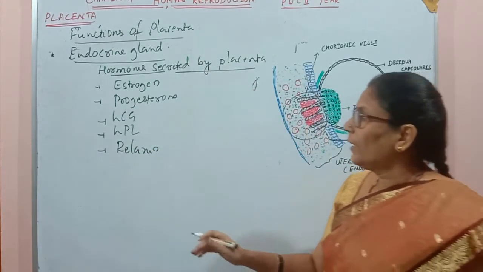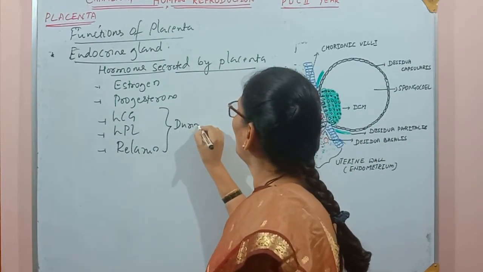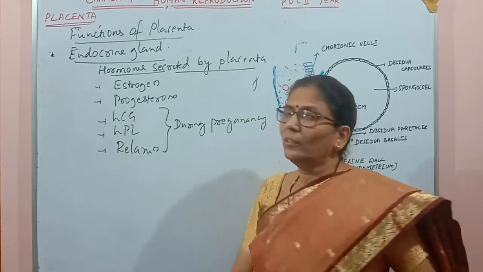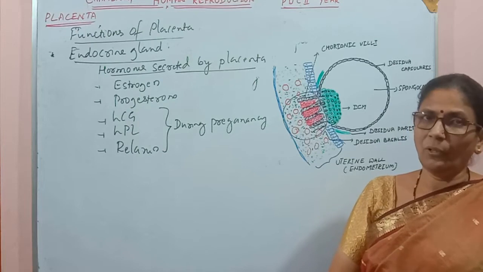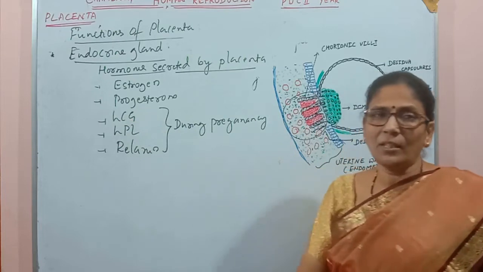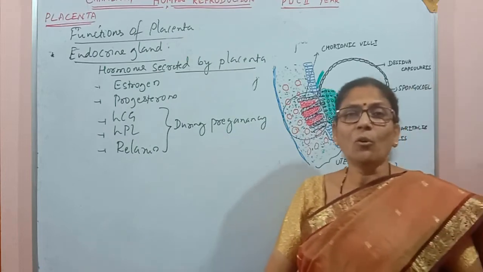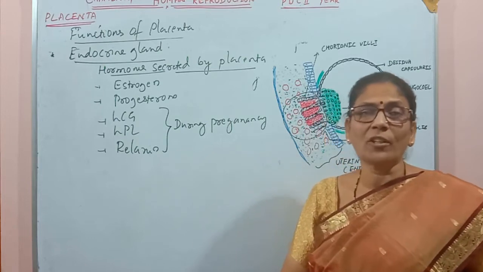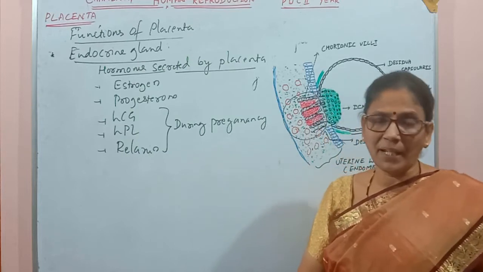And these three hormones are usually seen during pregnancy only. These three hormones are seen in the maternal blood only during pregnancy. If the woman is not pregnant, these hormones are not seen. HCG means human chorionic gonadotropin hormone, which is secreted from the chorion and which is useful to maintain the corpus luteum for the secretion of progesterone, because progesterone is very important to maintain the pregnancy.